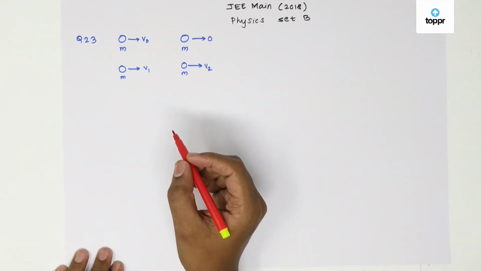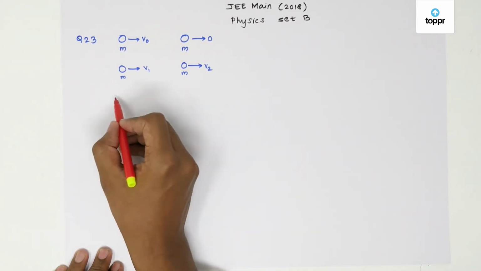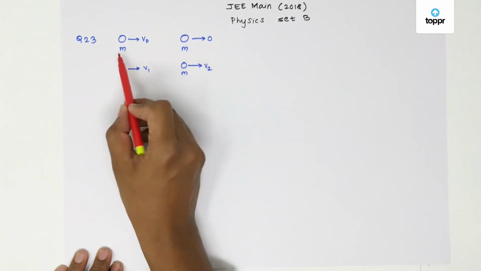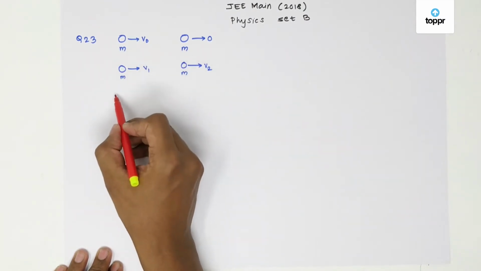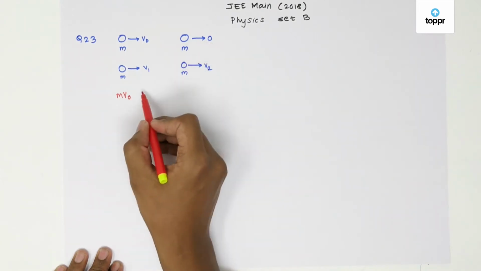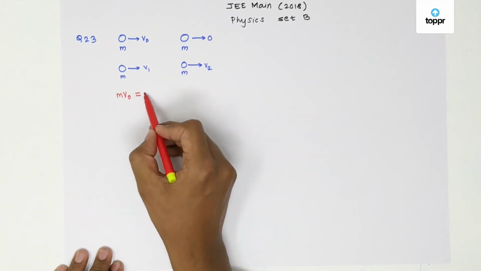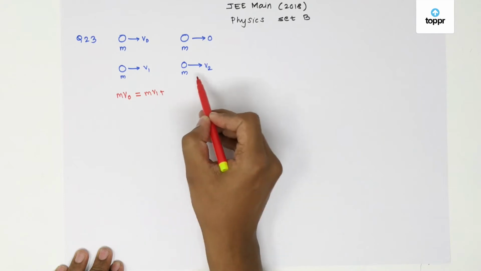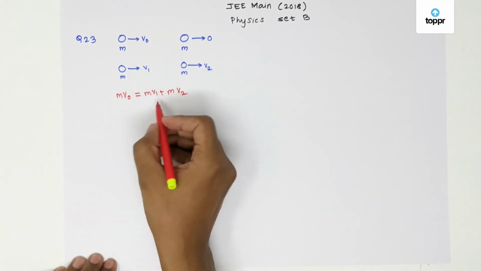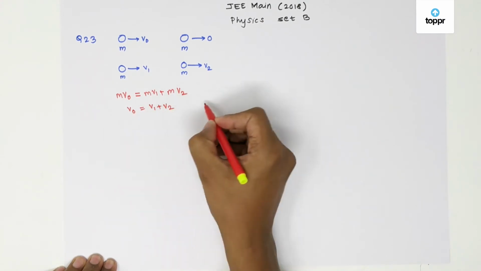Let us apply conservation of linear momentum to this problem. So from conservation of momentum, the initial momentum, that is the momentum of both these bodies taken together, will be m v0 plus m into 0, that is 0, so I'm not writing anything, is equal to m into v1 plus m into v2. Removing m, v0 is equal to v1 plus v2. This is our equation 1.